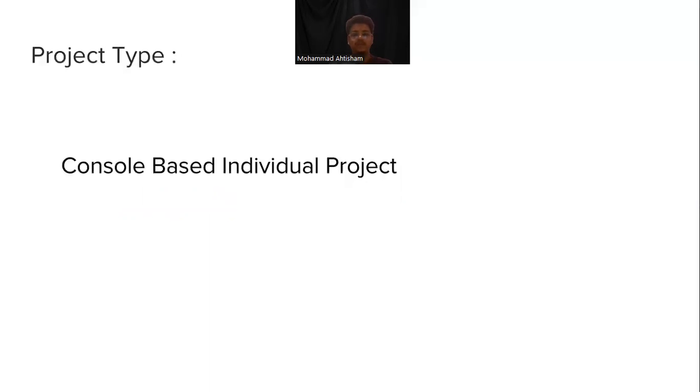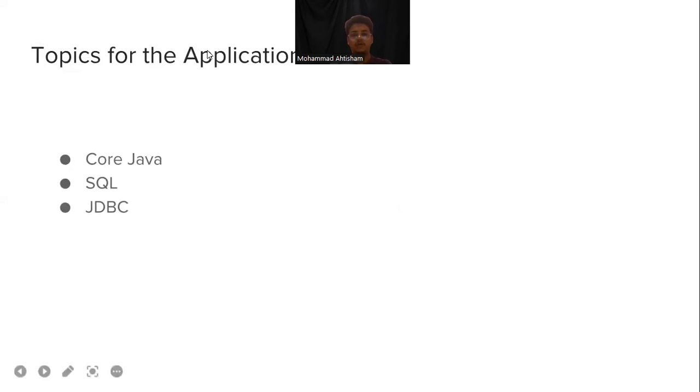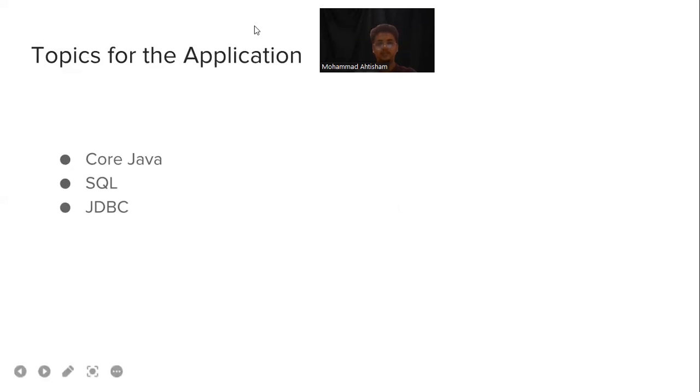Now, if I talk about the type of my project, it is a console based individual project. And the technologies used during this project are core Java, MySQL as well as JDBC. JDBC means Java Database Connectivity, SQL is Structured Query Language, and core Java is the fundamental Java that we learned in Unit 1 at Masai School.